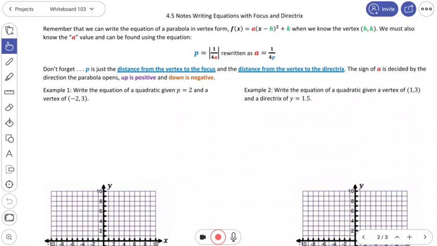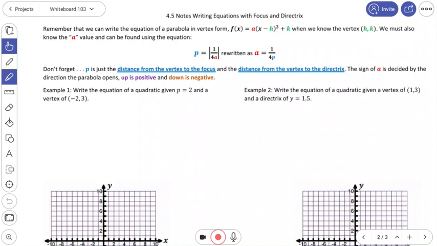Okay, guys, so we talked about focus and directrix already. So let's go ahead and write equations using our focus and directrix. And we're going to use the skills that we did last class where we graphed the important attributes first, and that's going to help us.